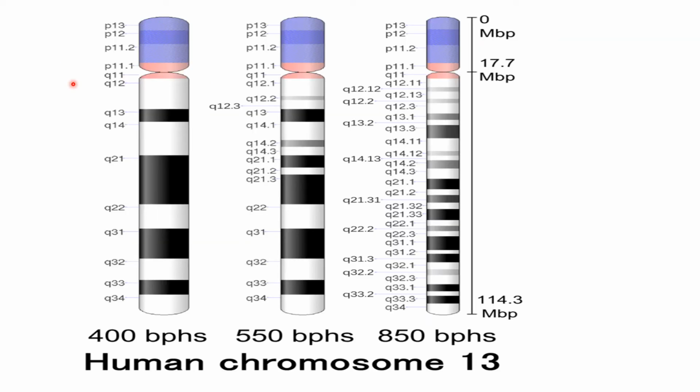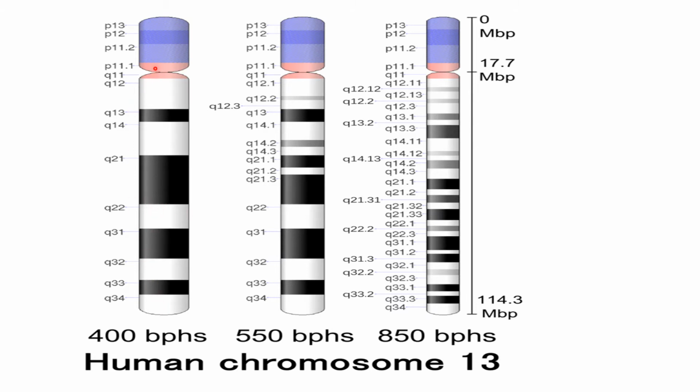As we can see in this photomicrograph, this is a chromosome, this is a centromere, this is the short arm of the chromosome and this is the long arm of the chromosome. From the centromere, it is divided into region 1, region 2, region 3. Similarly, the long arm is divided into region 1 up to here, region 2 till here, and this is region 3.